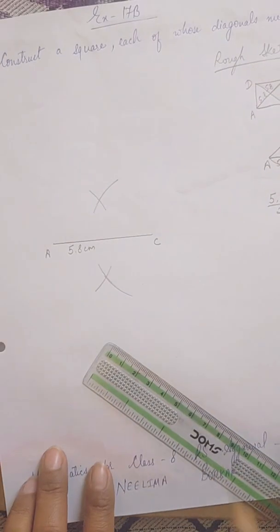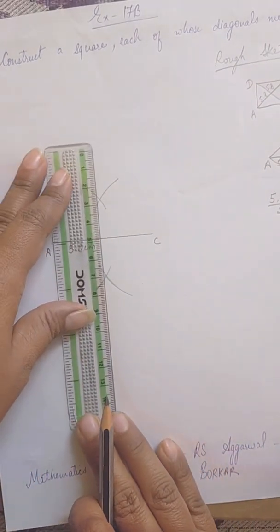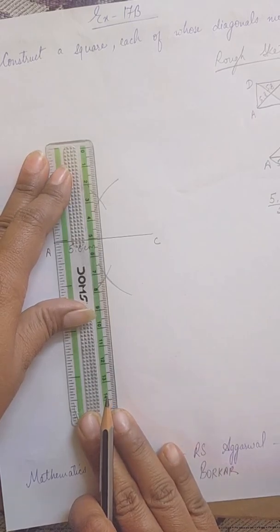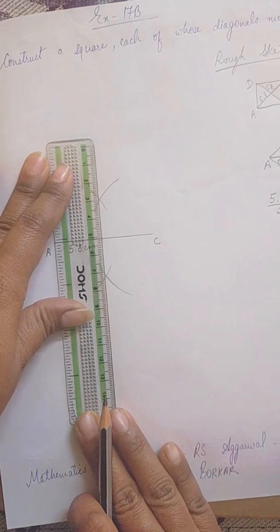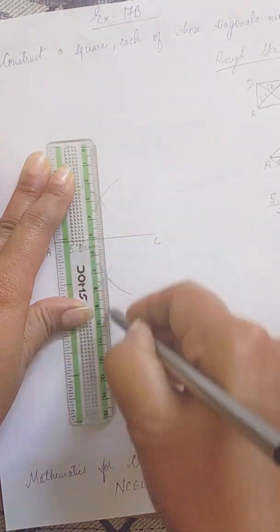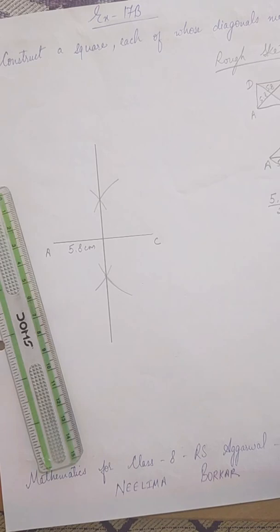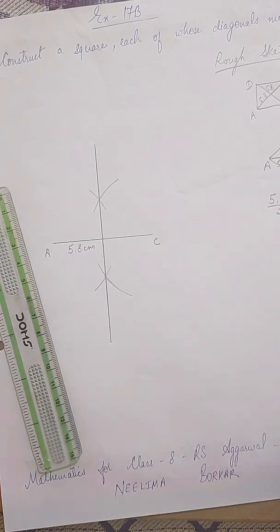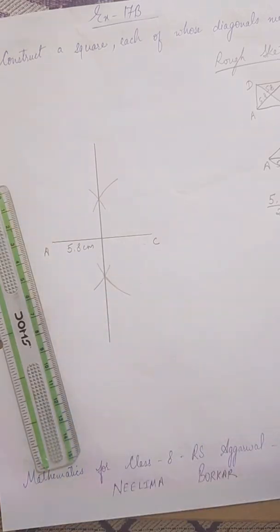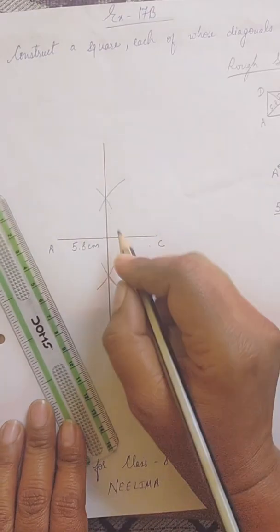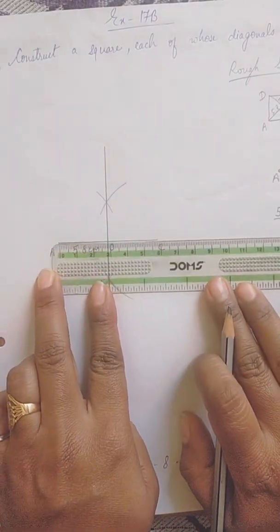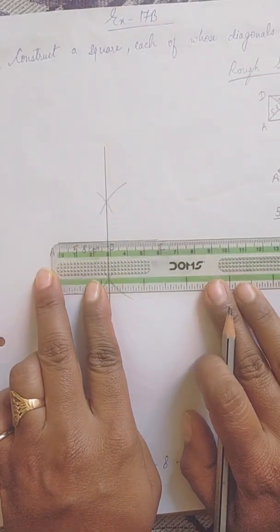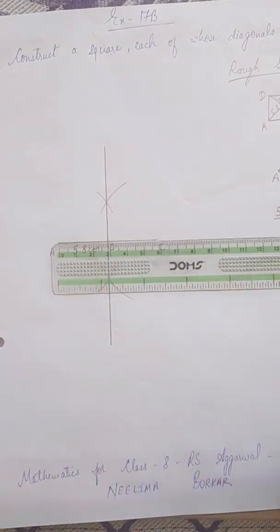So when we join these two intersections of the arcs, we will get a line, and that line will be bisecting our base AC. So let us draw a bigger line here. So this is bisecting AC into two equal parts. Bisect means to cut into two equal parts. So if this AC is 5.8, then we can name here point O. So AO will be 2.9, and OC is again 2.9.